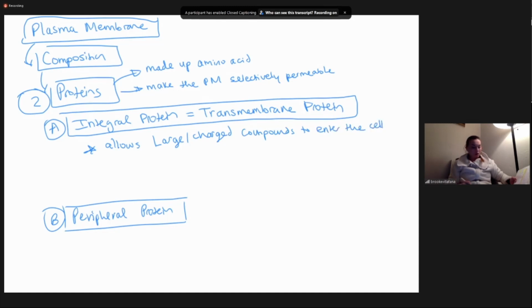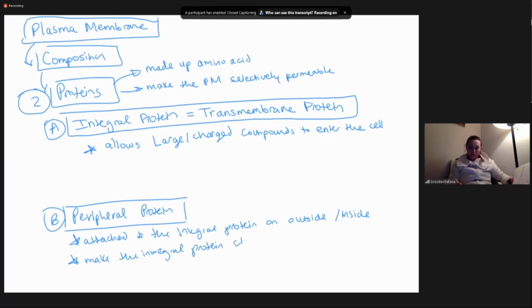Large or charged compounds enter the cell through the integral protein. The peripheral protein is attached to the integral protein. It can either be attached on the outside or the inside. So we'll write on outside or inside. And its function is to make the integral protein channel more specific, okay?